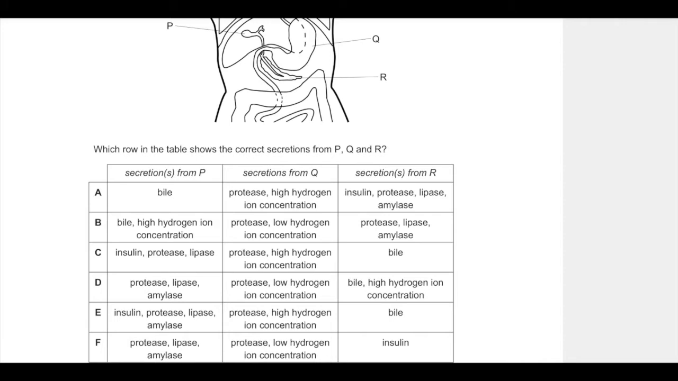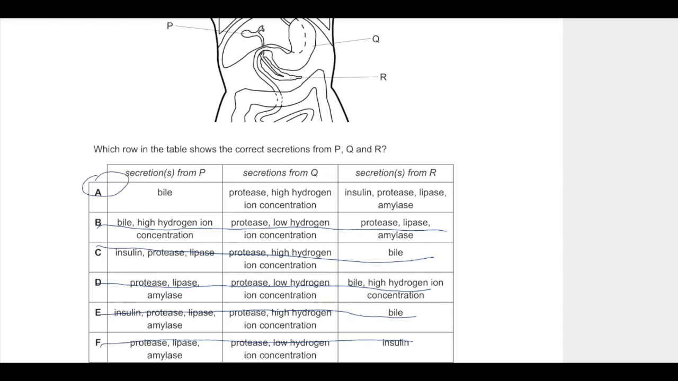So organ P, what is organ P? Organ P is a gallbladder, and it stores and releases bile. That's the only function it has. So immediately we know the answer is A, but I'll still go through Q and R just to make it clear that the answer is A.